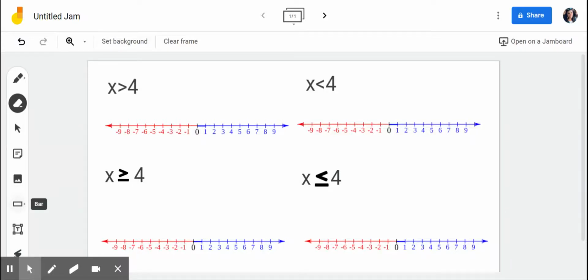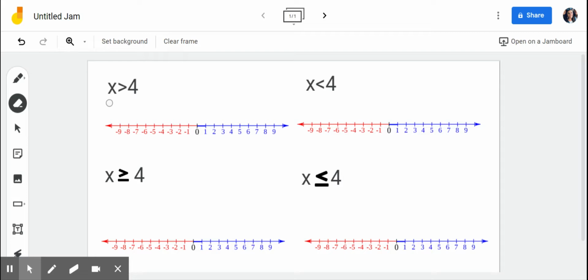This video is going to be a review on how to graph inequalities. At this point in your work, this would be once you have already written and solved an inequality and now you have your final solution set that you are ready to graph. So we're going to do one of each type of inequality symbol.